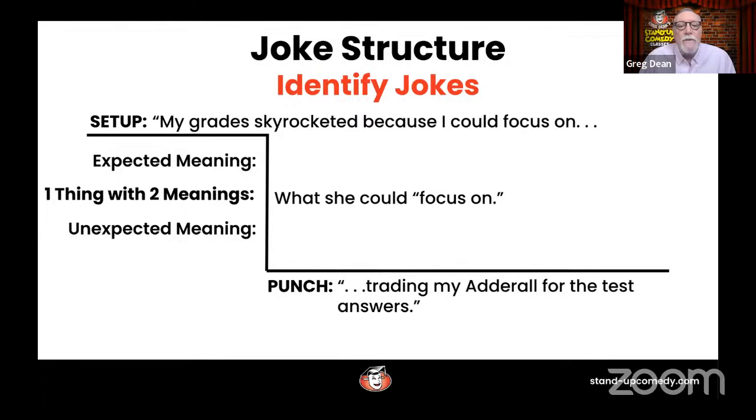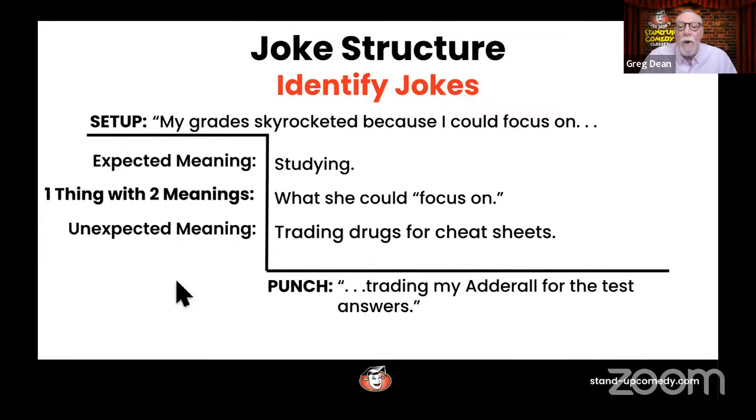That helps you understand the structure of this joke. What she could focus on, okay, when she got the Adderall, all right? We had the expected meaning. What she could focus on was studying to improve her grades. Where the unexpected meaning was that she could trade the drugs, Adderall, for cheat sheets. All right. So now we start to understand this joke because of joke structure. These mechanisms at the center of this are the three things you look at to start to really understand jokes, because it's really hard to fix jokes or work with jokes at all if you don't know where the joke is, where the joke gets lost in overwriting things.